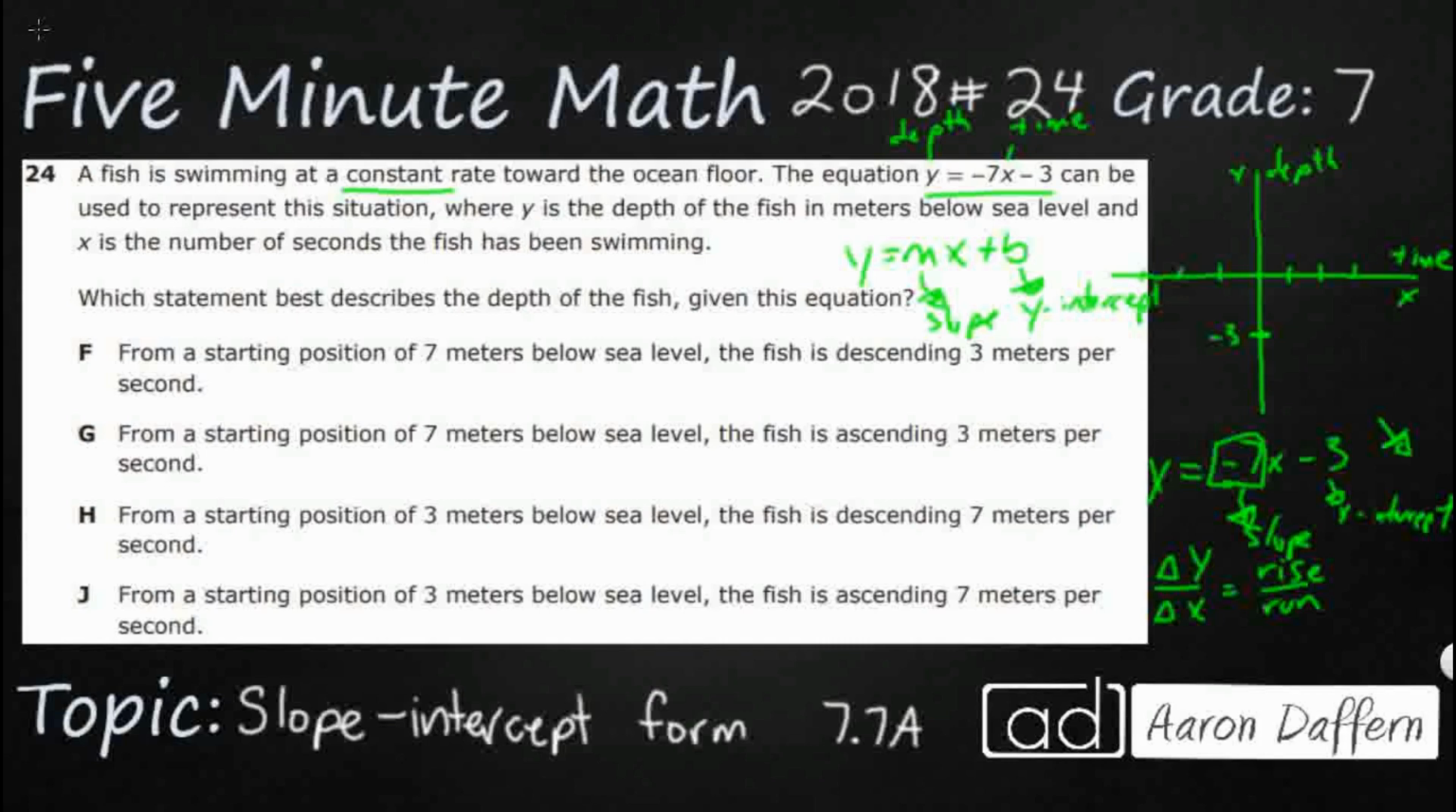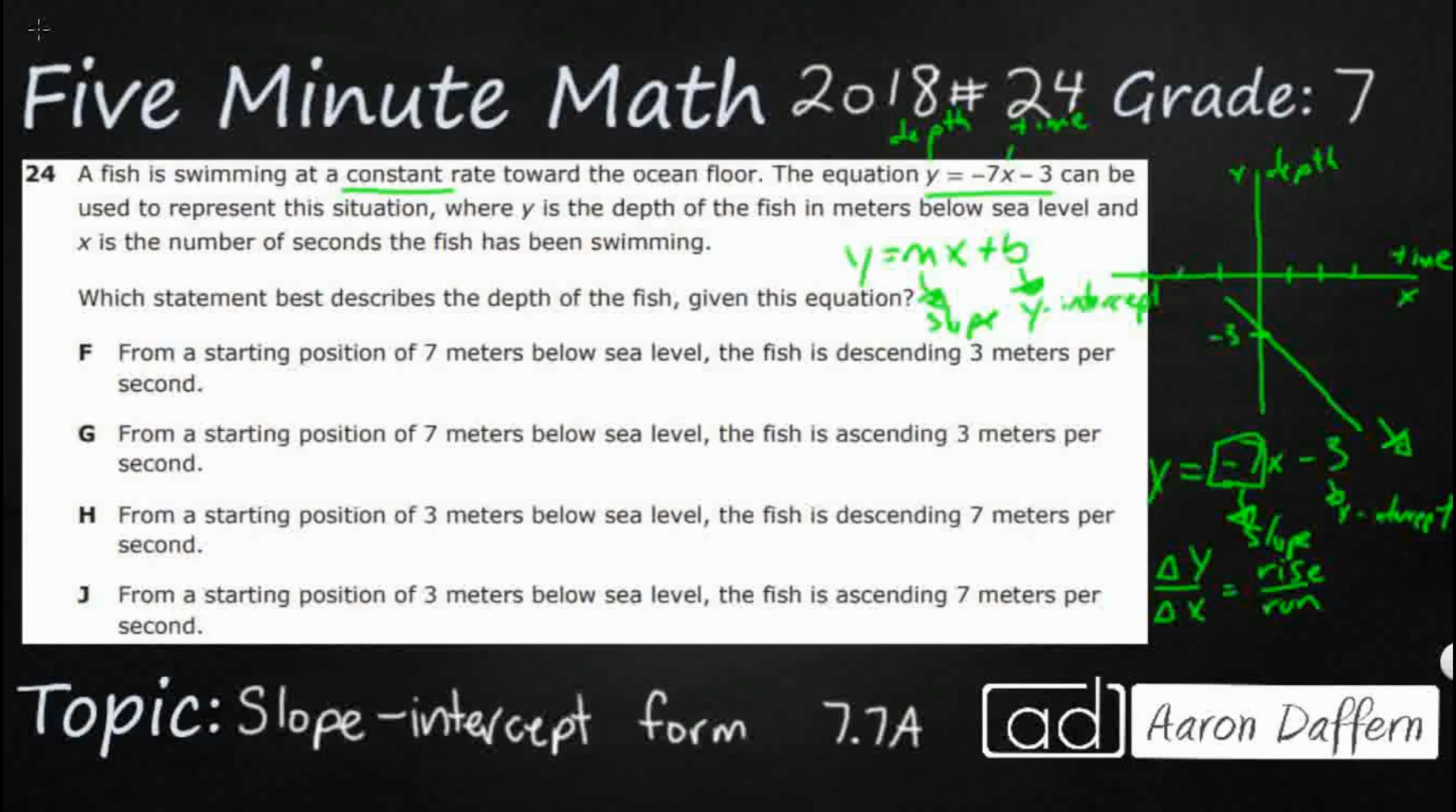We can't really get above the ocean, so we're not going to go above the x-axis there. We're going to get something that looks like this maybe, where it's just going to get deeper and deeper and deeper for every single second. So that's as close as we can get to the graph.